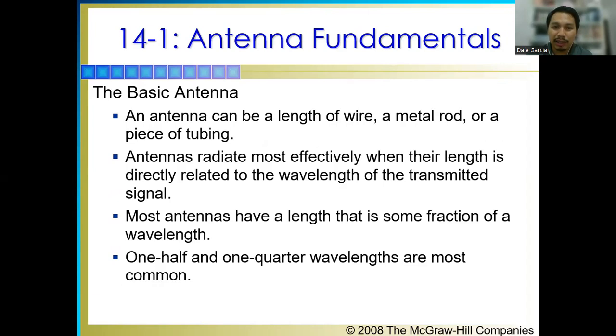So the basic antenna can be any length of wire, a metal rod, or a piece of metallic tubing. Antennas radiate most effectively when their length is directly related to the wavelength of the transmitting signal. So I emphasized earlier, when their length is directly related to the wavelength of the transmitting signal. Most antennas have a length that is some fraction of a wavelength. Now, most common is 1/2 and 1/4.